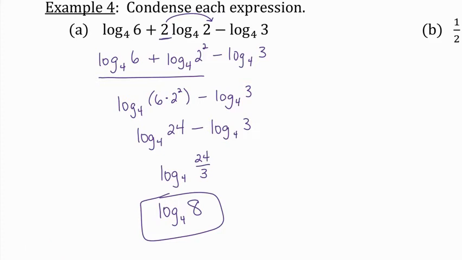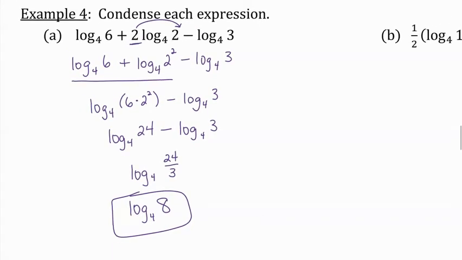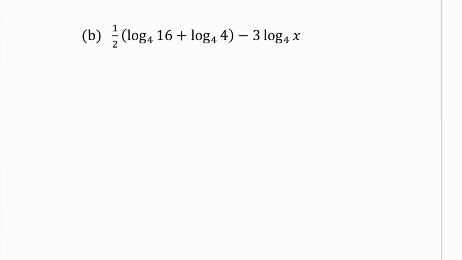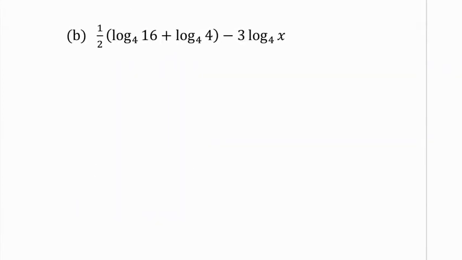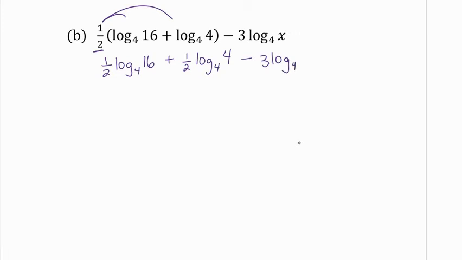Okay. Let's try another one where we're kind of combining several rules over here. So this time we see some parentheses, right? So a couple things with that. That means that's the operation we want to do first. But also I have this 1/2 out here, which just like always, I would distribute to both of those logarithms. And distribute means multiply. So I could rewrite this as 1/2 log base 4 of 16 plus 1/2 log base 4 of 4, right? And then we've got minus 3 log base 4 of x.